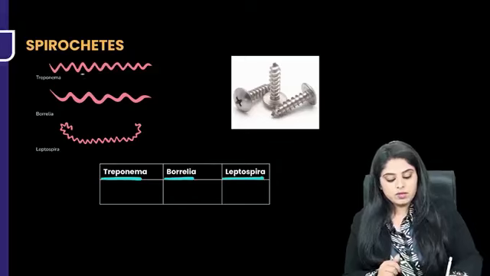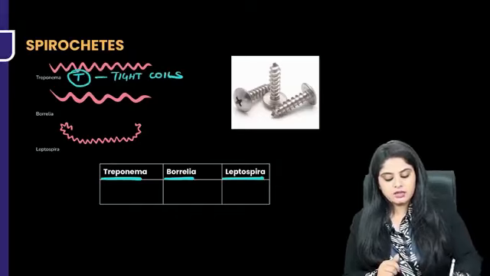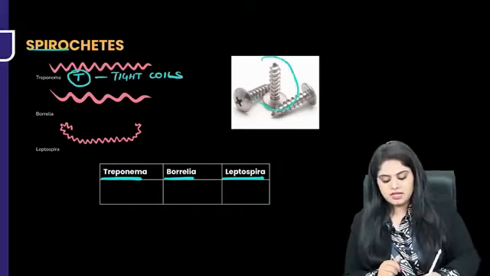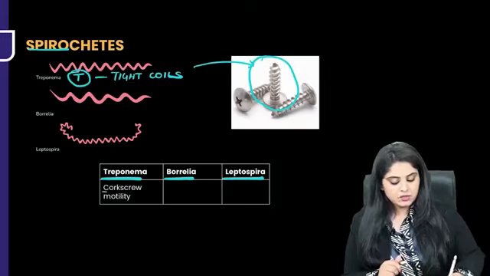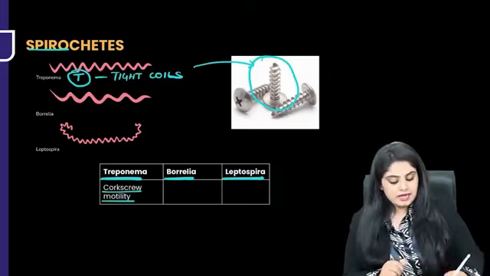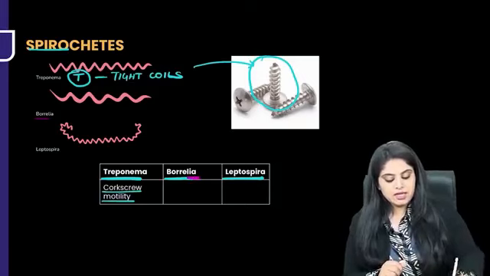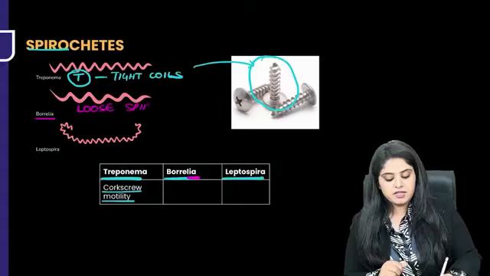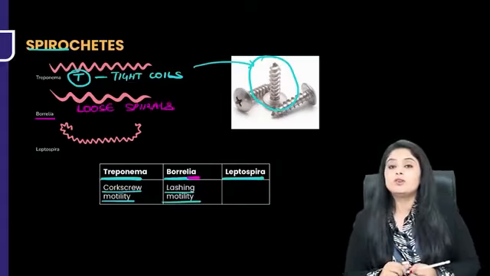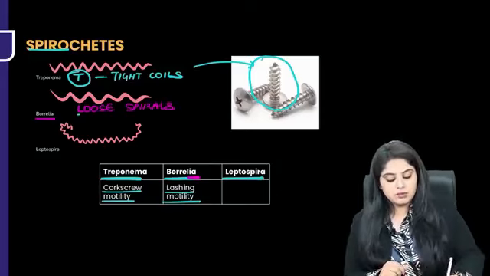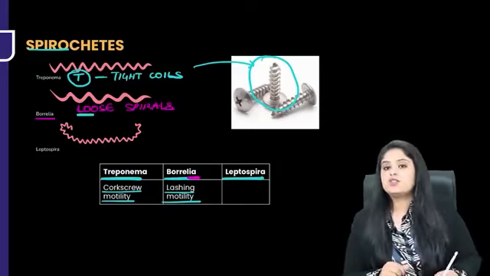If you look at Treponema, T is going to have very, very tight coils. You can see that it's a spiral. All of them are spiral, but it's very, very tight, looking exactly like a screw, right? That is why the motility is said to be the corkscrew motility. Next, coming to Borrelia. Borrelia has very, very loose spirals. They are not very tight. They are loose coils, and it is going to show you the lashing motility. So remember loose spirals and lashing motility.